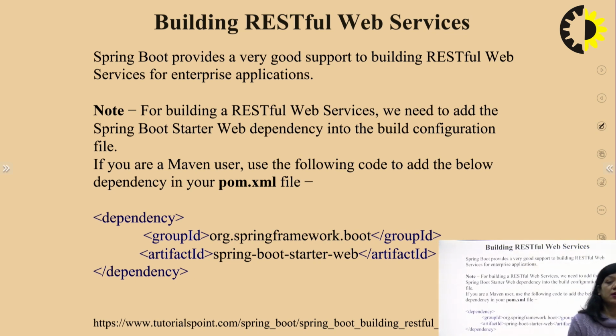For building RESTful web services, we need to add the Spring Boot starter web dependency into the build configuration file. If we are a Maven user, we use the following code to add the dependency in our pom.xml file. And this is the dependency code. We will mention the group ID and the artifact ID. In group ID, we will mention org.springframework.boot, and in artifact ID, spring-boot-starter-web, and the dependency is closed.